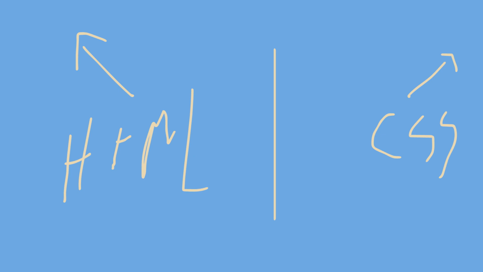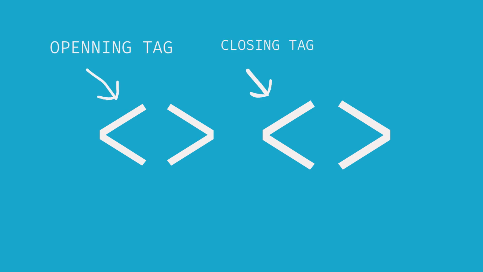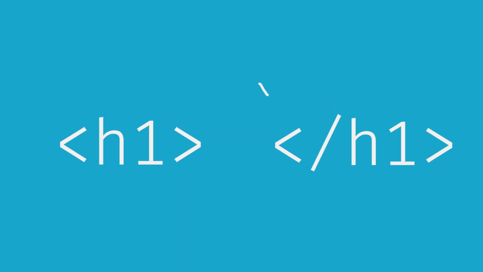As I previously mentioned, HTML and CSS have their own unique ways of writing code. In HTML, we use two tags, an opening tag and a closing tag. The closing tag is denoted by a slash inside it. Then we set the element itself inside the two tags. In our case, it's heading.